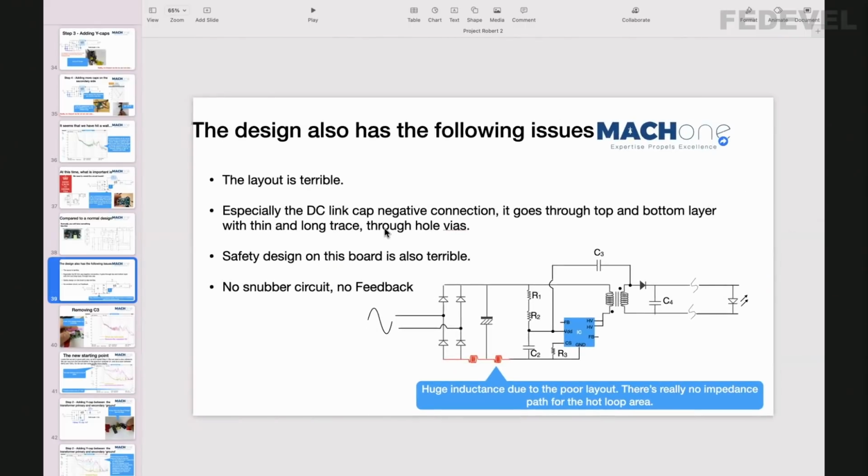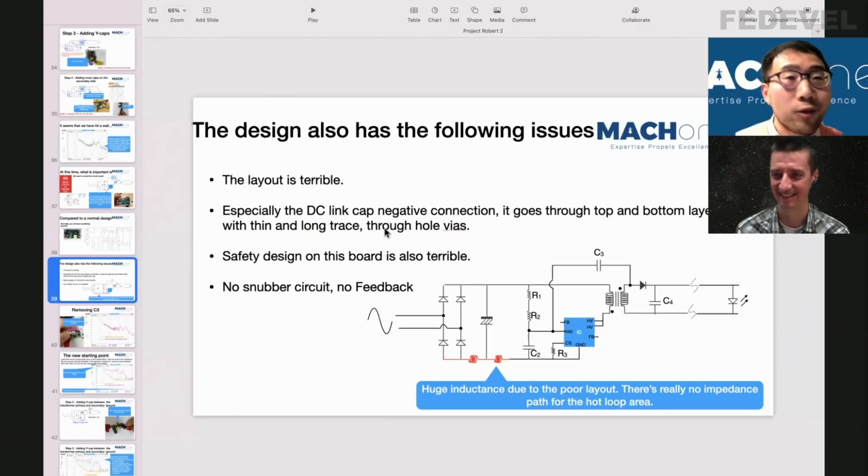So basically, this is a summary we put on this slide. We're telling you, the layout is horrible. I can't describe how bad the layout is. It's just terrible, and it's not safe, right? That's why I said, be aware when you buy these cheap LEDs. Even the high voltage design is not safe. Be aware, and basically there's no snubber circuit, no feedback. The whole design is really just functional. As long as they see voltage, then they're happy. Okay.